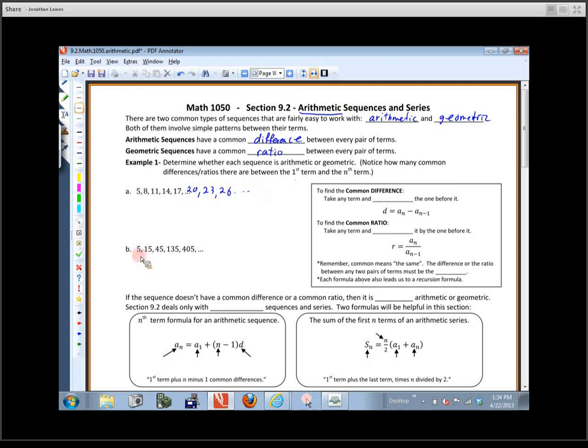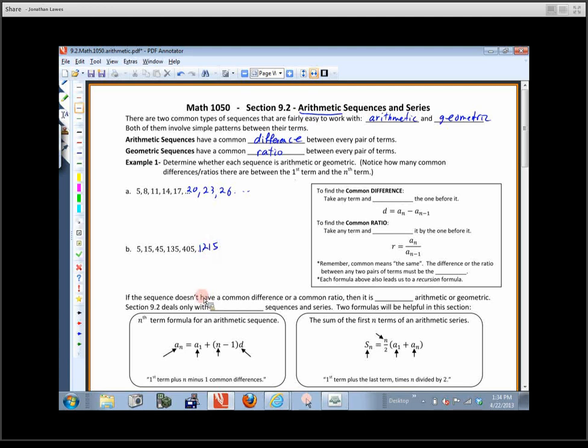Okay, if we start right here, 5, then 15, then 45, then 135, then 405. Now that pattern, you can spot that pattern pretty easily. Okay, what would the next one be? Okay, the next one would be 12, 15.